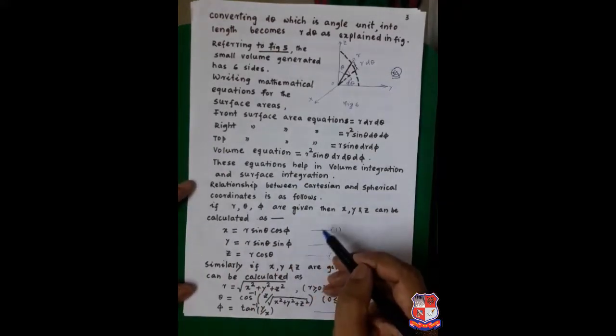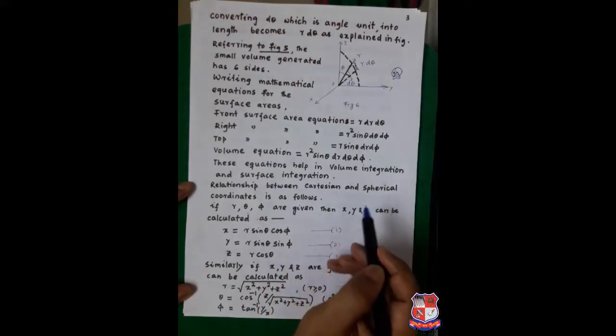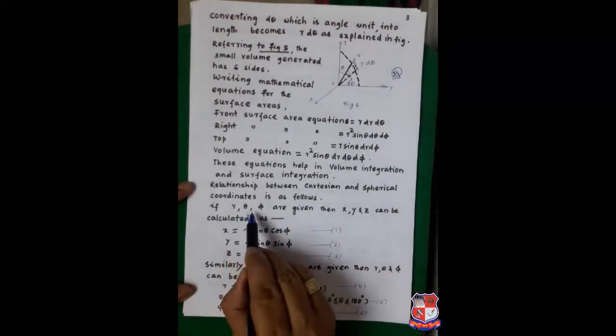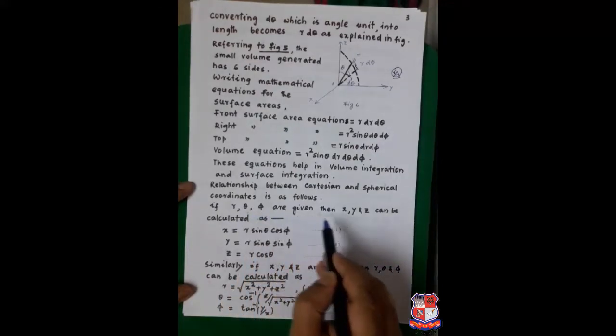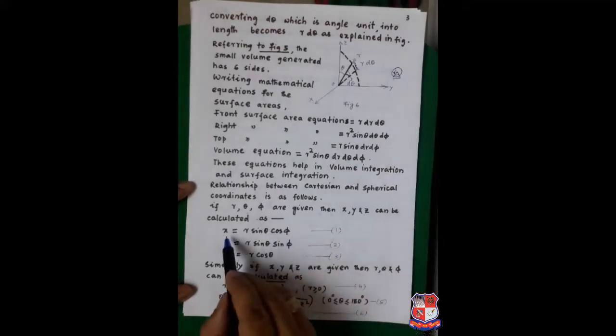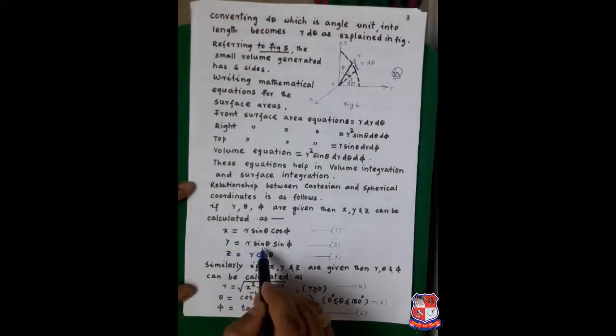Now you will see the relationship between Cartesian and spherical coordinates, which is given as follows. Suppose r, theta, phi are given and you are asked to find x, y, z. How will you find it? x will be equal to r sin theta cos phi, y will be equal to r sin theta sin phi, and z is equal to r cos theta.